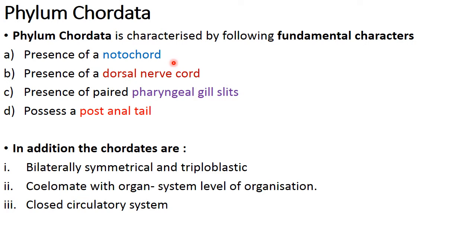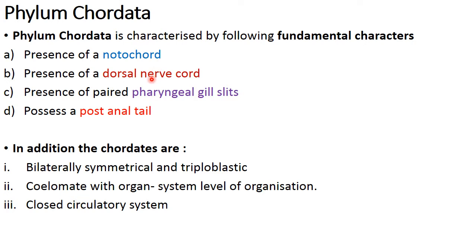In most of the vertebrates, all the chordates, it's present during the embryonic development, because then it becomes replaced by the vertebral column in the adult vertebrates. But in the protochordates, in primitive chordates, it persists in the adult as a notochord, and it's present between the digestive tube and the nerve cord.